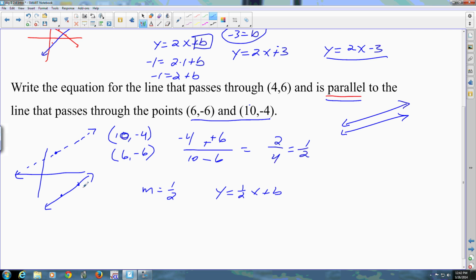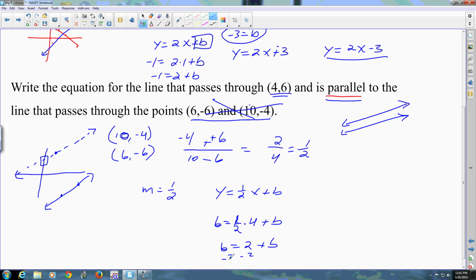So we already know the slope. It's parallel, so it's got to be the same. What I'm looking for is that y-intercept. How do you find it? Don't use any of this information here. Use the point they said it's going through. So 6 is equal to 1/2, I almost wrote the 4 first, times 4 plus b. A half times 4 is 2.